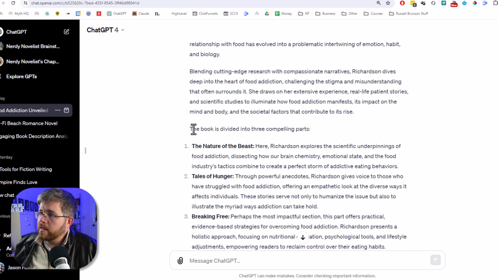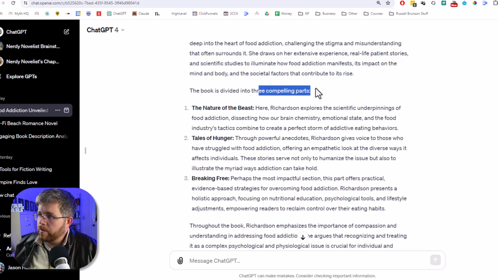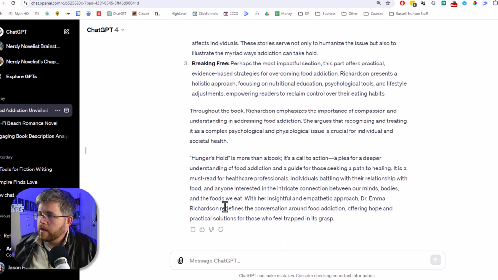And here's something that's different about the fiction. We got a list here. The book is divided into three compelling parts, and it gives us The Nature of the Beast, Tales of Hunger, Breaking Free. So the format is slightly different here.